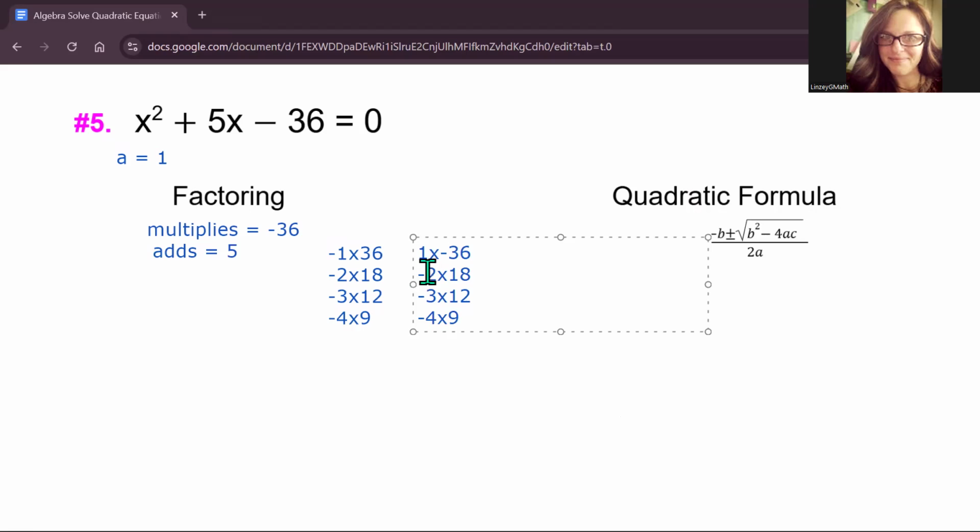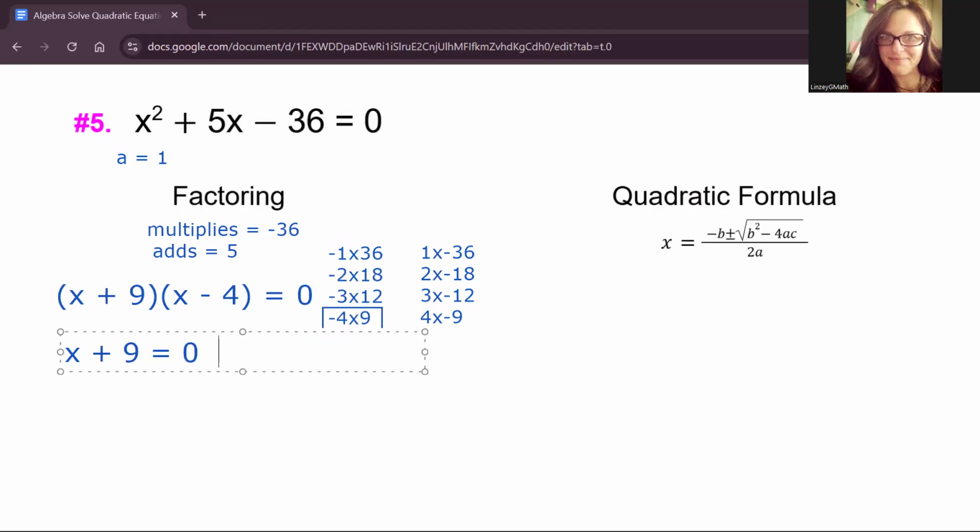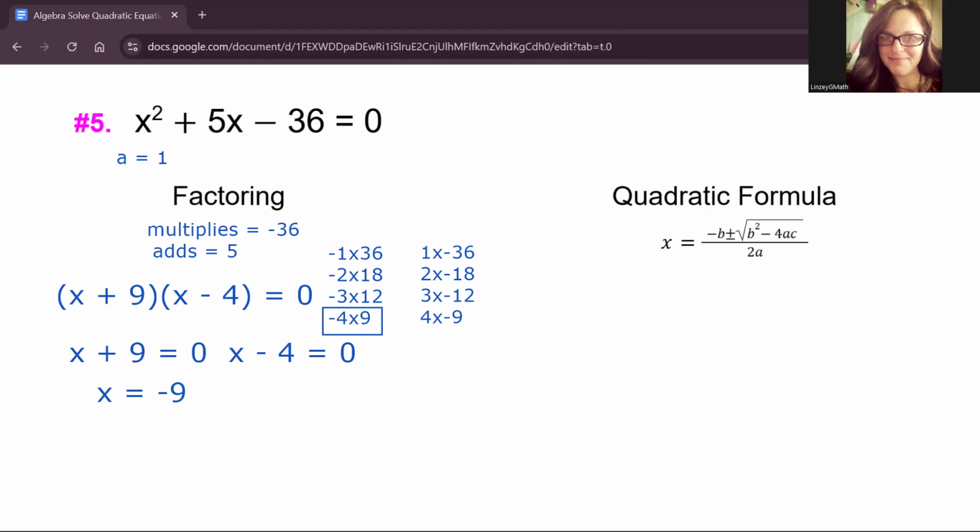And then which combination of two numbers also adds to give you positive 5? Oh, we had it right here. There it is. This will multiply to negative 36, and negative 4 plus 9 adds to give you positive 5. So we can factor. We will get x plus 9 and x minus 4. And then we'll set each factor equal to 0 and solve. We get negative 9 and positive 4.